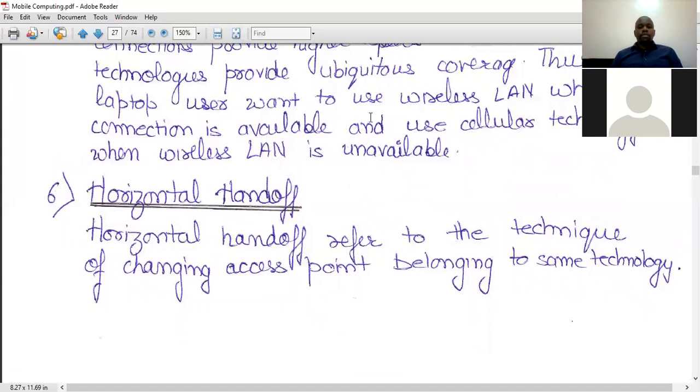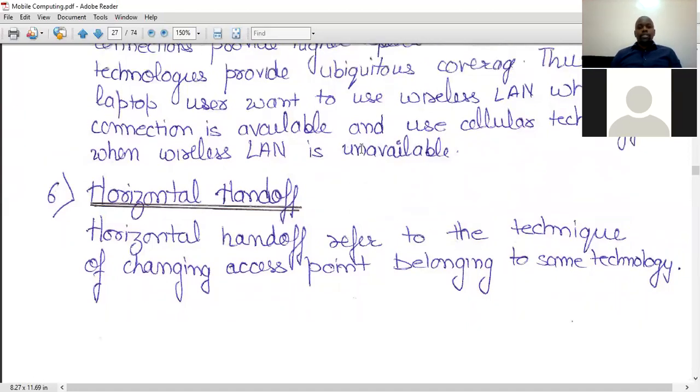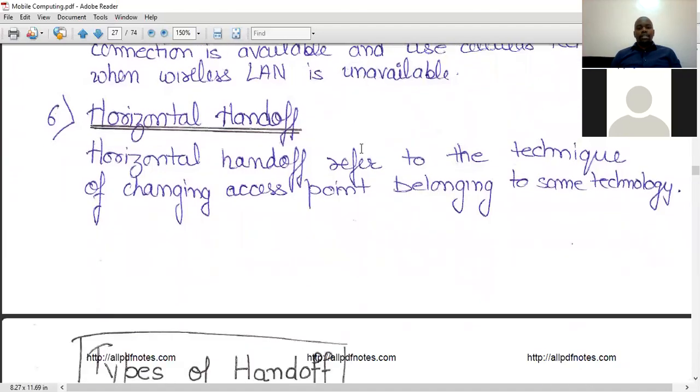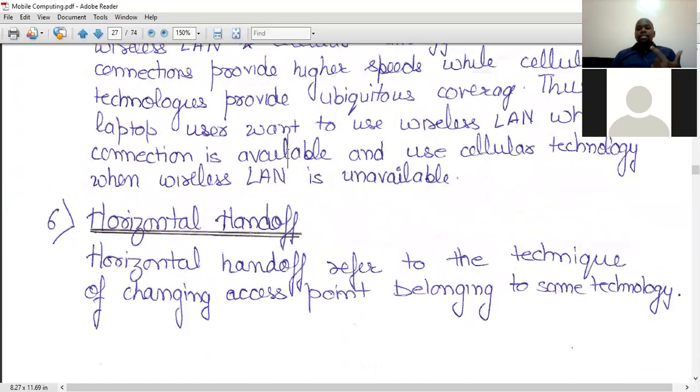Thus, laptop user wants to use wireless LAN when connection is available and use cellular technology when wireless LAN is unavailable. Now, look at this. For instance, I am accessing the internet, all right? Because the internet is also one of the services of a cellular network. We are going to go into what we call the GSM services, global system for mobile communication services, GSM services.